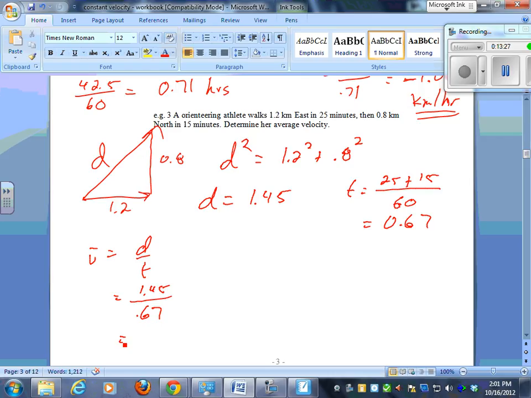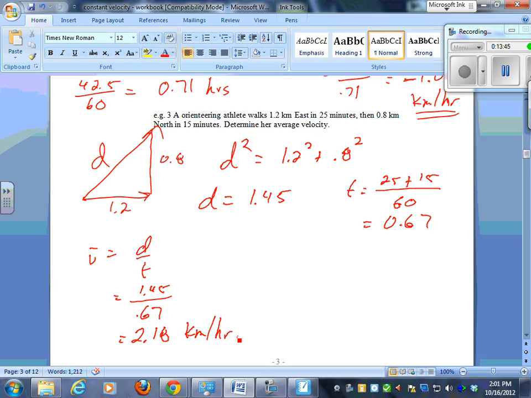2.18? How'd I get 2.16? It depends on how you round that 0.67, where you do it. So it's 2.18, and that's going to be kilometers per hour. Right? Connor, watch. 2.18 kilometers per hour.